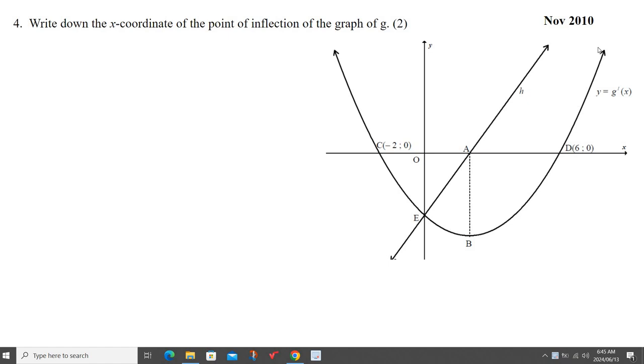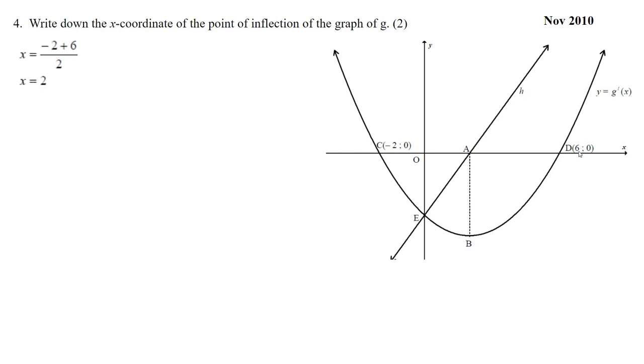Understanding this derivative function when it's graphed, we know that the x-intercepts are the turning points of g, but the turning point of the graph of the derivative is always the point of inflection. So we know that it's going to be right in between 6 and minus 2, and we know that it's in the middle of this just by symmetry. So minus 2 plus 6 divided by 2 is 2. That's the easiest way to do it.